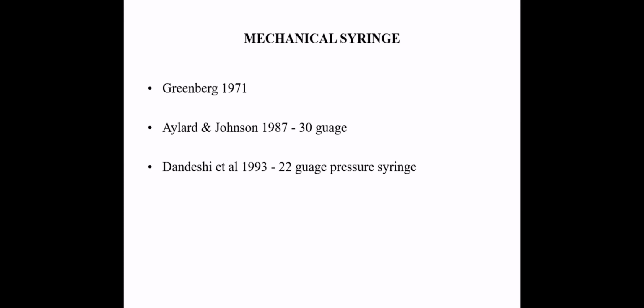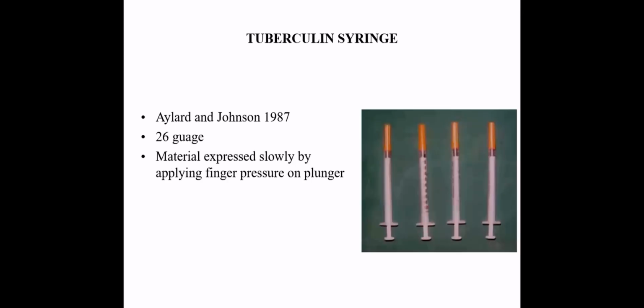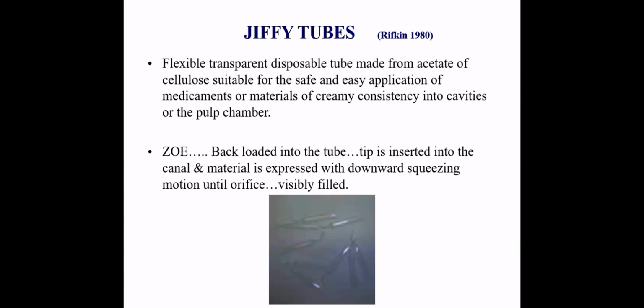And the mechanical syringe is nothing but the normal syringe, the 22 gauge pressure syringe you use. You can fill the material into the pressure syringe and push it into the root canals. Tuberculin syringe is not your insulin syringe, but the same thing. You are putting the material into the barrel of the syringe and then pushing the material into the root canal. So these are all things that help in the faster application of the obturating materials into the canal.